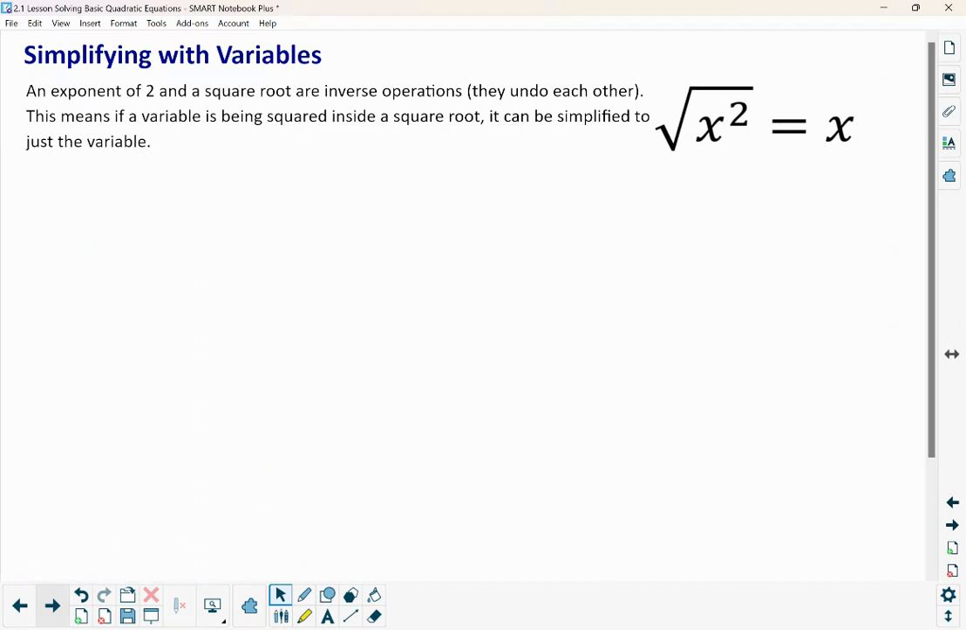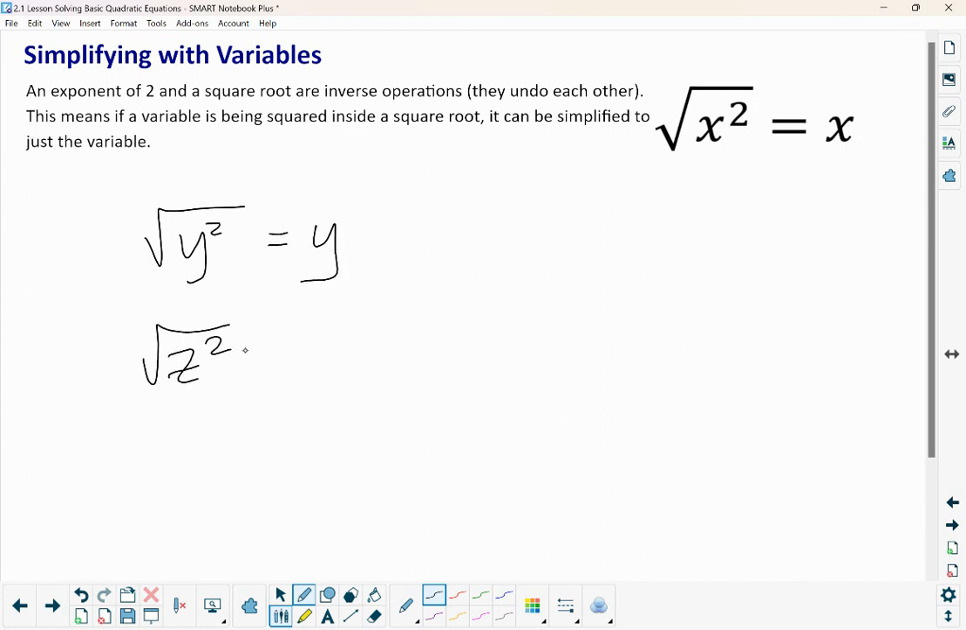So remember that square roots and powers of 2 are inverse operations. They undo each other. So that means if we have something in our expression that includes the square root of x squared, that root and power of 2 can cancel each other out, and that gives us just an x. This works for any variable. So if we had the square root of y squared, that would just be y. If we had the square root of z squared, that would be z.